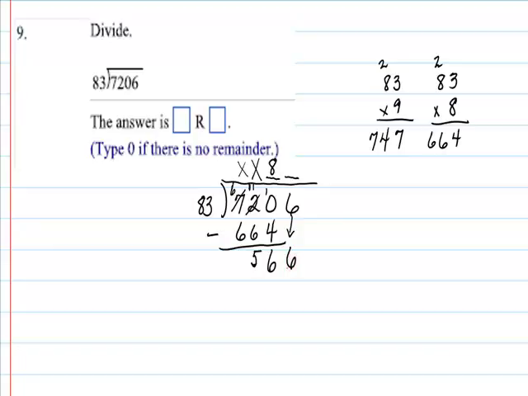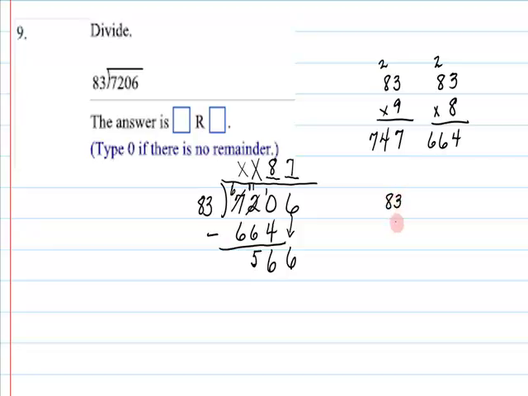And it's time to almost make a guess again. All right, I have 83 into 566, and I don't know how many times it goes in there. So I'll think about the 8 and the 56. It'll get me close. It might not get it exactly right. And 8 times 7 is 56. So I'm going to guess 7.